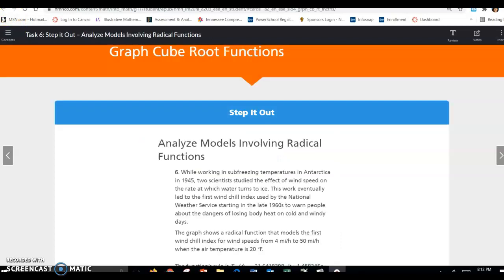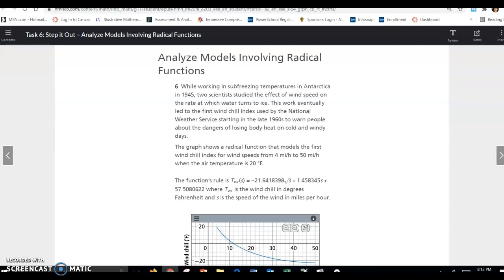Lesson 7.4, Task 6. Cube root or graph cube root functions. Analyze models involving radical functions. While working in sub-freezing temperatures in Antarctica in 1945, 2 scientists studied the effect of wind speed and the rate at which water turns to ice. This work eventually led to the first wind chill index used by the National Weather Service starting in the late 1960s to warn people about dangers of losing body heat on cold and windy days.